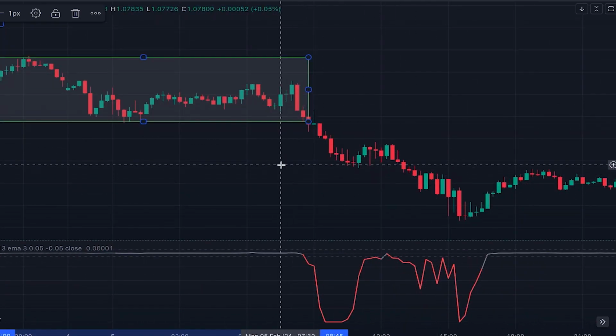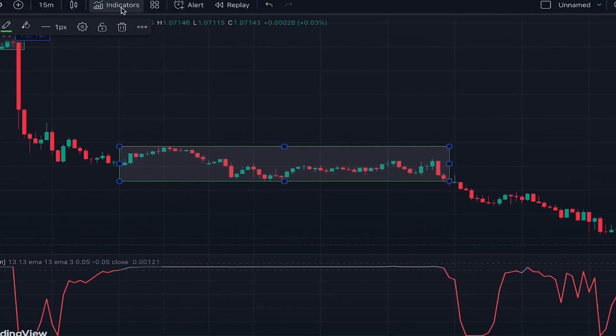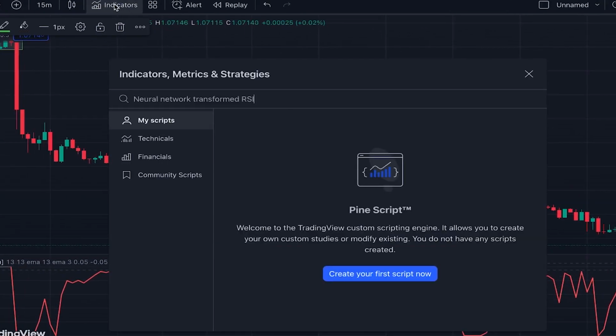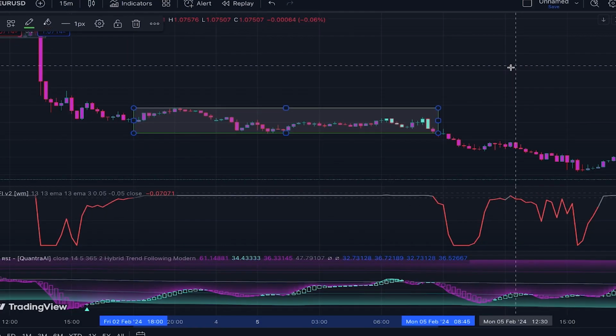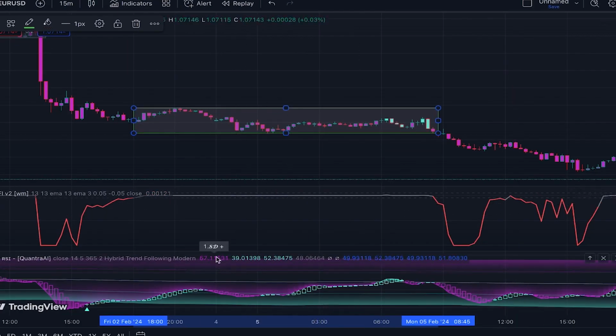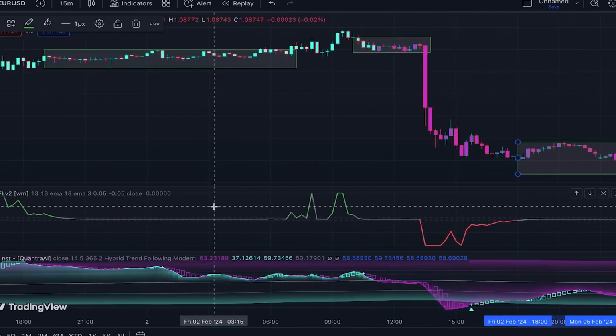So if you want to analyze the momentum, you can add another momentum indicator like neural network transform RSI, this one, which is a good match with this indicator for evaluating momentum, so you can have a better picture of what is happening in the market.